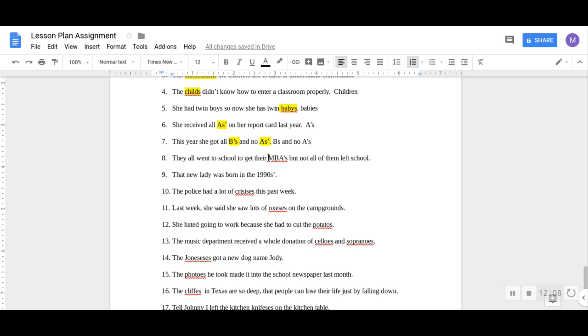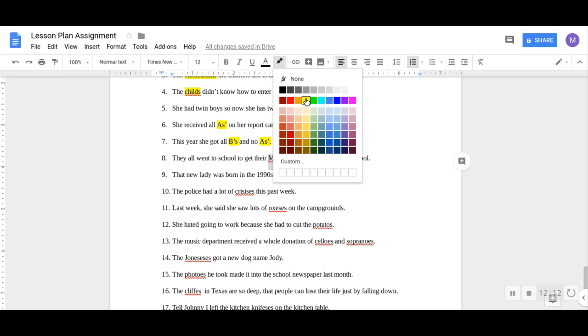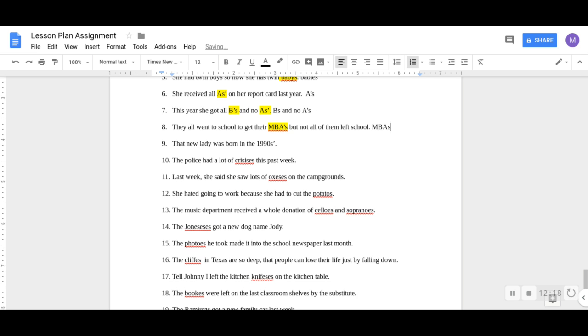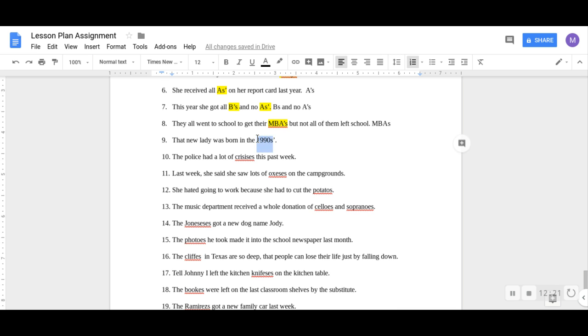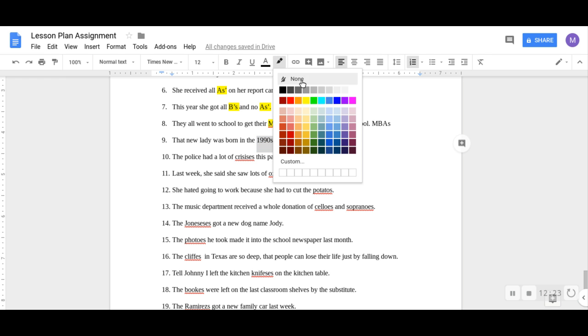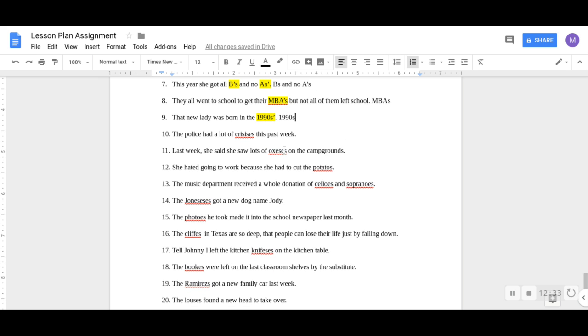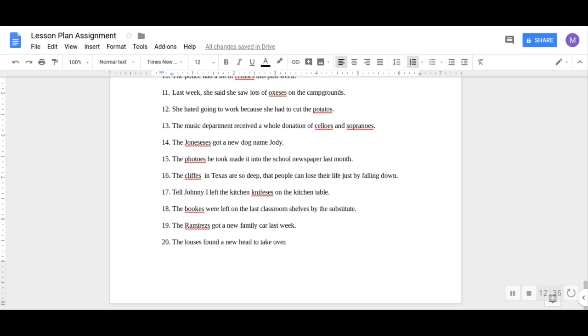They all went to school to get their MBAs. This one as well. There should be no apostrophe. Should just be MBAs. 1990s, there's no apostrophe as well. You'll find this with numbers that you don't need it. Everyone just kind of assumes they do on that one. The rest of these you guys can go through and do on your own.